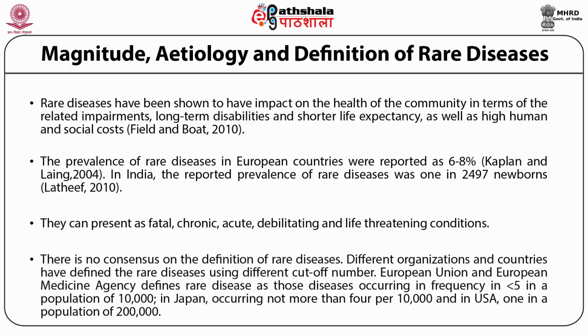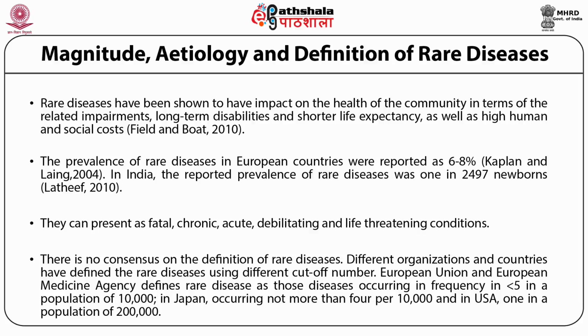As of now, there is no consensus on the definition of rare diseases. Different organizations and countries have defined rare diseases using different cutoff numbers. The European Union and European Medicines Agency define rare disease as those diseases occurring in frequency of less than 5 in a population of 10,000. In Japan, it is not more than 4 per 10,000, and in the USA, 1 in a population of 200,000. The general population is considered as the denominator.